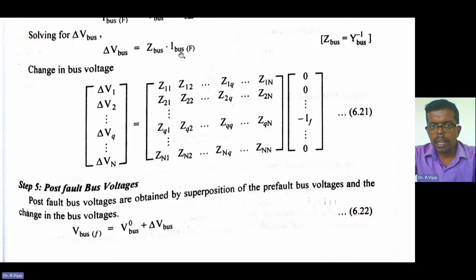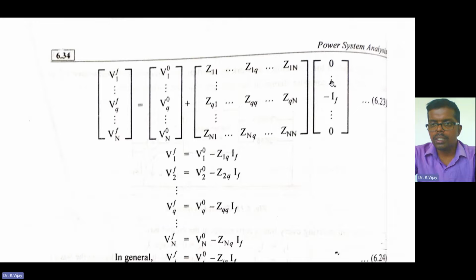That is a fault current in that particular bus, or bus fault current. Okay, all the buses fault current. So 0 up to minus IF up to 0. So here V1F, what is V1F? V1F is equal to V1 naught minus Z1Q into IF. Why minus? Because if you multiply these two and add it in, it will come like this: V1F is equal to V1 naught minus Z1Q into IF.